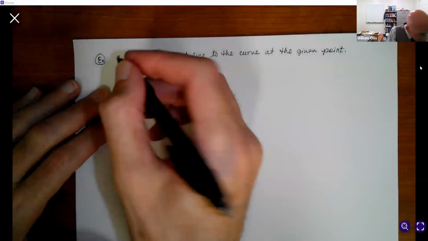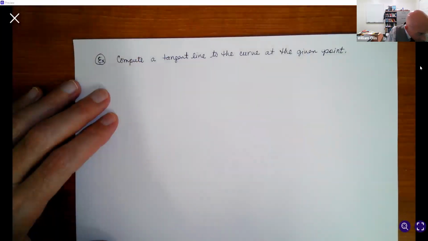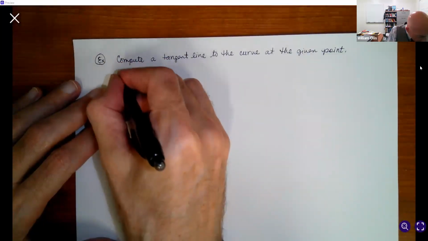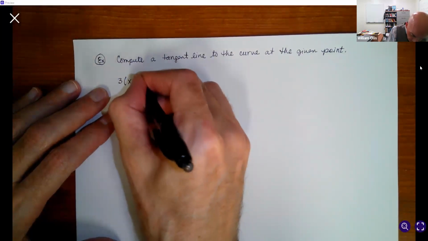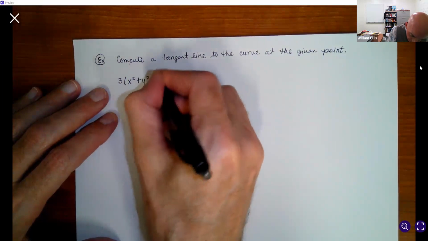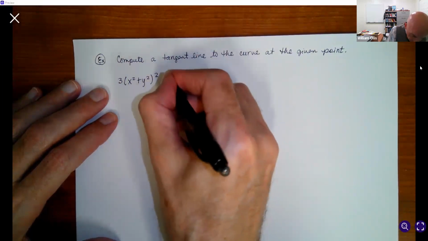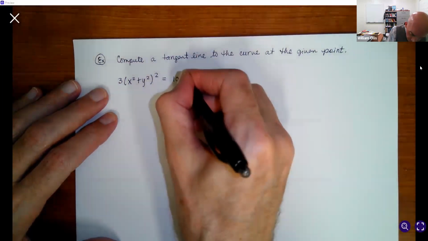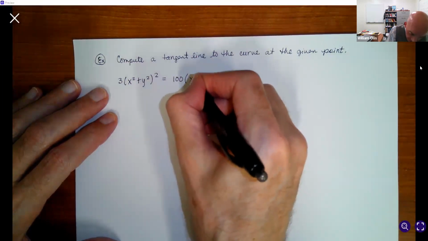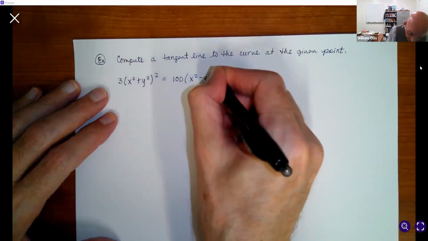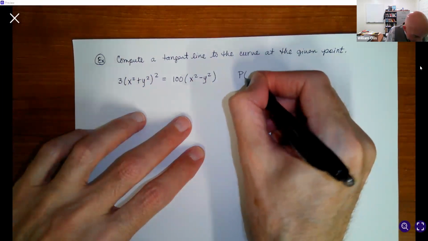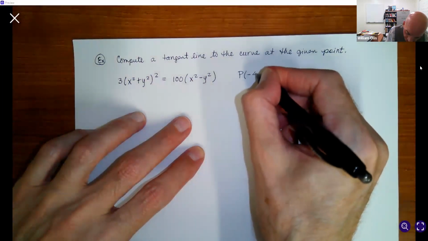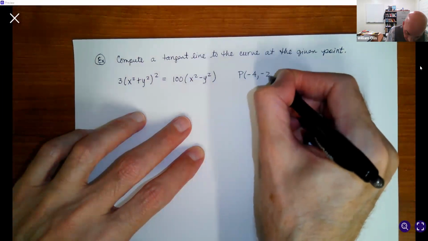So here's the particular equation that we have. We have 3, and of course it looks very polar because of the x squares and the y squares. Quantity squared equals 100 times x squared minus y squared. And the point in question that satisfies the curve is -4, -2.